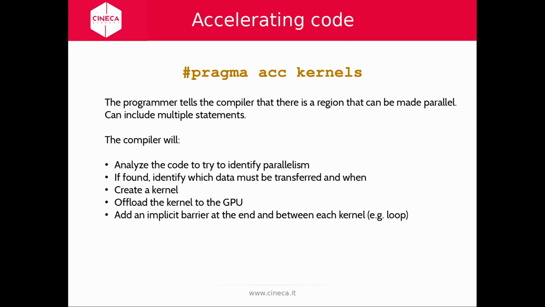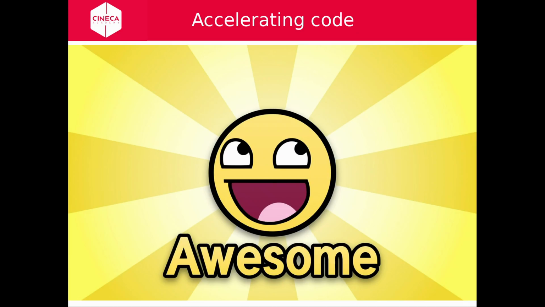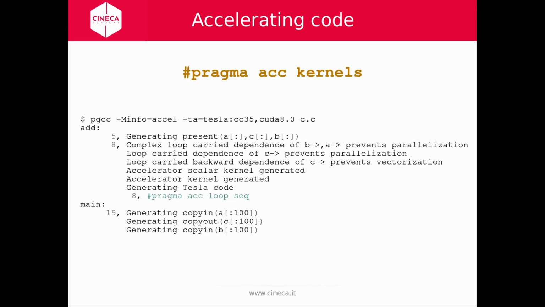And that's indeed what the compiler will do. It will try to identify parallelism. It will identify which data must be transferred, for example scalar variables. It will create a kernel, and when the function is called, it will be offloaded to the GPU. And eventually it will also add an implicit barrier at the end of each kernel that is produced. So this seems fantastic. How do you parallelize code? Just throw in acc kernels. Great, right? Okay, so it's not that nice.